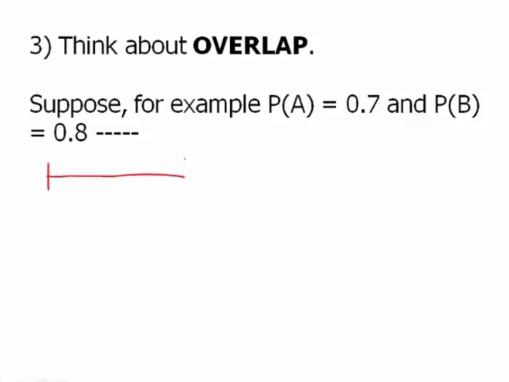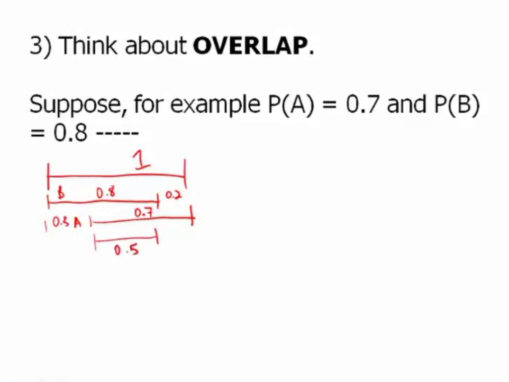One way to view this is visually. If this is the whole space, that would be 1. This would be B, which is 0.8. That just leaves a little 0.2 on the outside. Suppose we want the minimum overlap. Then we'd push A all the way over here, 0.7, and that means there'd be 0.3 on the outside on this side, and their overlap zone would be 0.5. So with a minimum of overlap, the probability of A or B equals 1, and the probability of A and B equals 0.5.